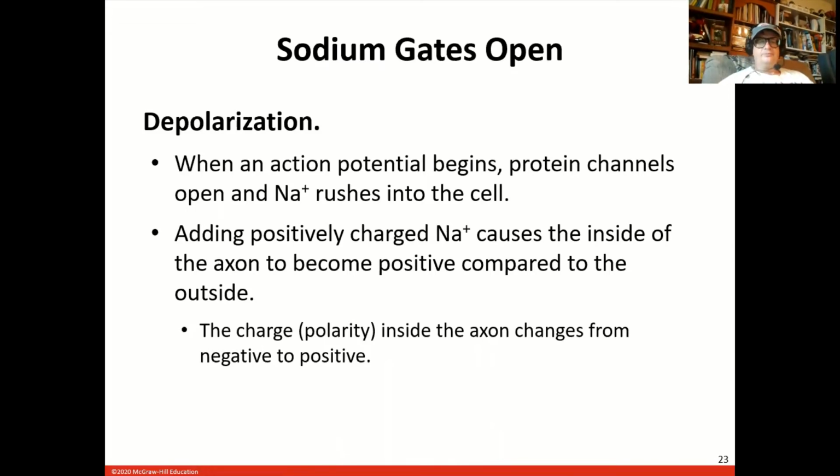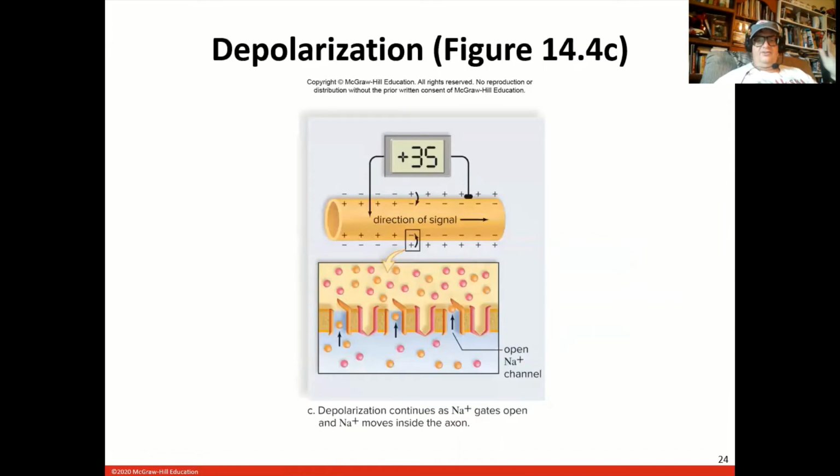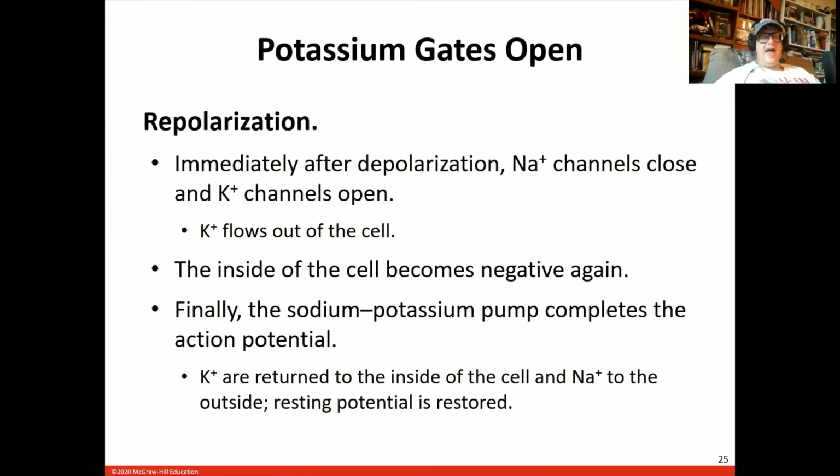All right. So when an action potential begins, the gates open, sodium rushes in. Adding positive sodium makes it more positive, and the charge changes from negative to positive. Yeah, you can see it. We've got that. And that process is depolarizing. Right after, we need to repolarize.